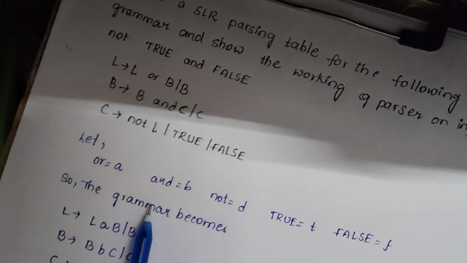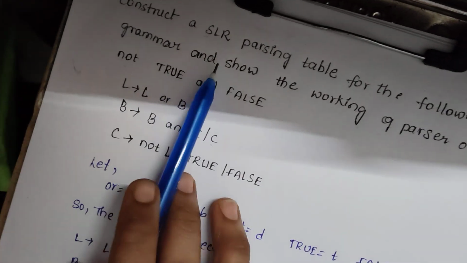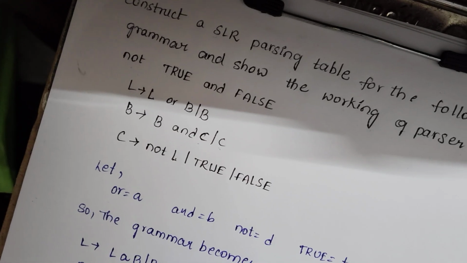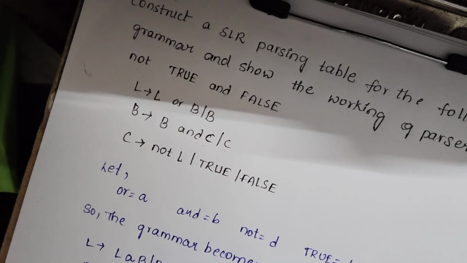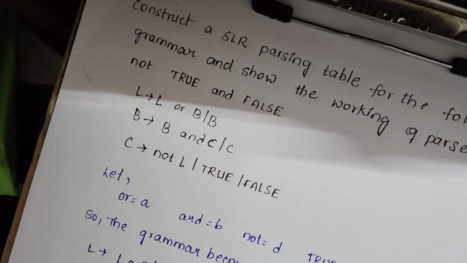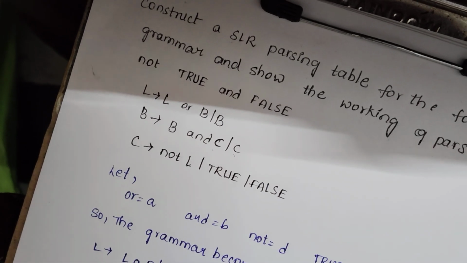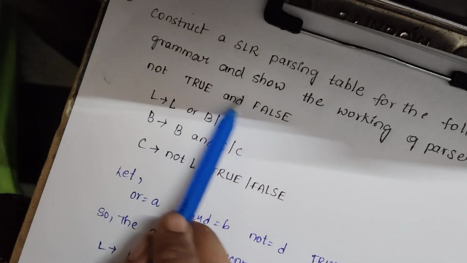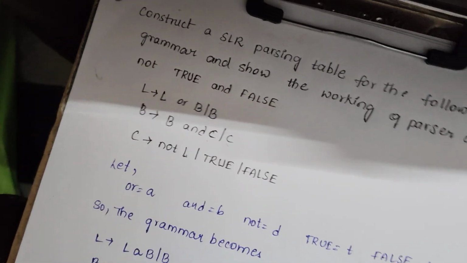So let's proceed with SLR. We have four steps. The first step is constructing the augmented grammar, the second step is constructing the canonical LR(0) items, the third step is constructing the parsing table, and the fourth step is string acceptance, where we check the given string. Now let's go with step 1.